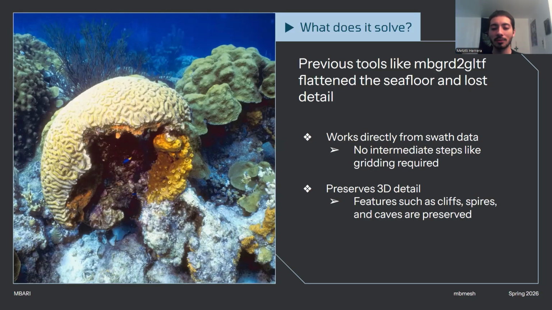mbmesh takes a different approach. It works directly from the raw swath data with no intermediate gridding required. That's what lets it preserve more details and features like cliffs, spires, and caves. The result is a model that captures what the sonar actually measured, instead of a smoothed approximation of it.